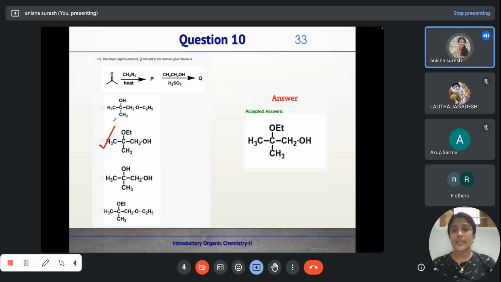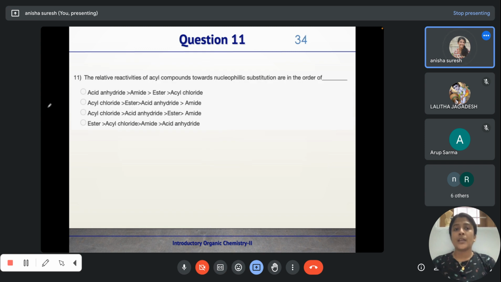Now coming to question number 11. The relative reactivities of acyl compounds towards nucleophilic substitution are in the order of. We have seen the reactivity order of the carboxylic acid derivatives when we were discussing the summary of week 4. So I think it will be easier for you to answer this question. So what will be the relative reactivities of acyl compounds towards nucleophilic substitutions?